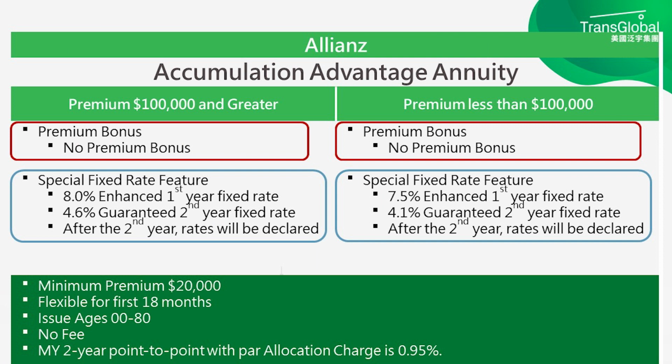Okay? The next page is Allianz AAA. Allianz AAA is a pure accumulation product. Right now, even though it doesn't have premium bonus, it does have a special fixed rate bonus. So when you invest more than 100K, you get 8% guaranteed fixed rate for the first year, and 4.6% for the second year.